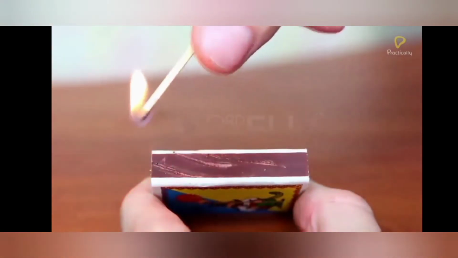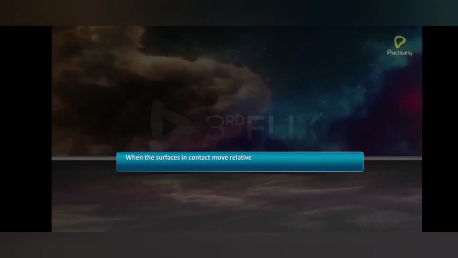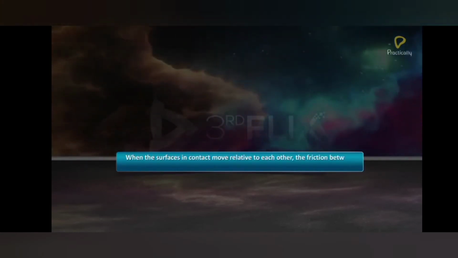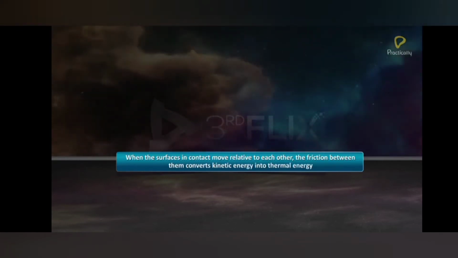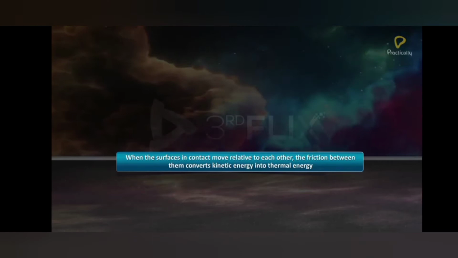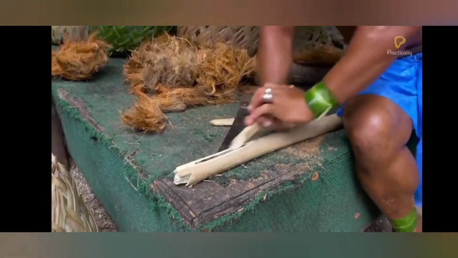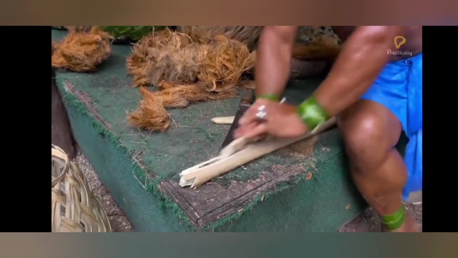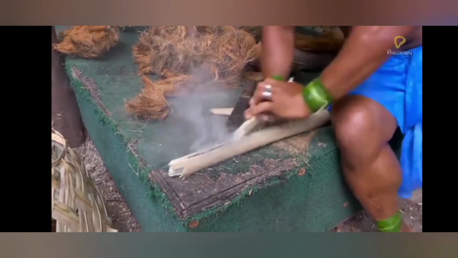A matchstick catches fire when it strikes the rough surface. When the surfaces in contact move relative to each other, the friction between them converts kinetic energy into thermal energy. A typical illustration of this property would be the use of friction created by rubbing two pieces of wood together to start a fire.